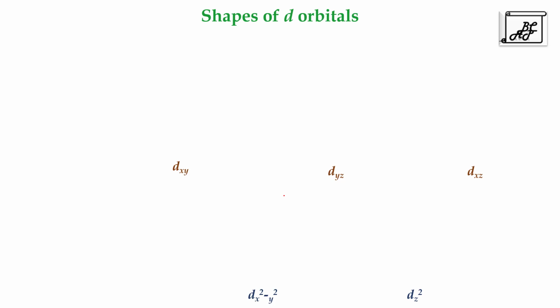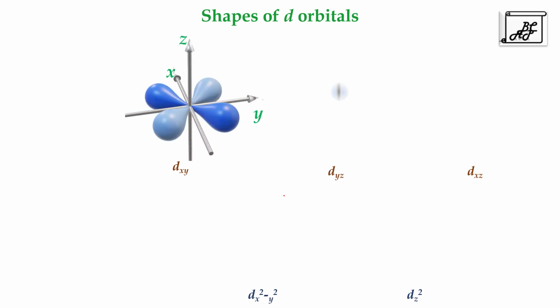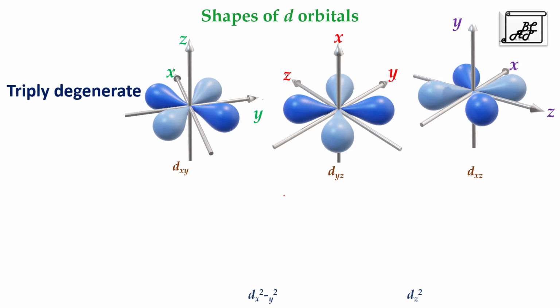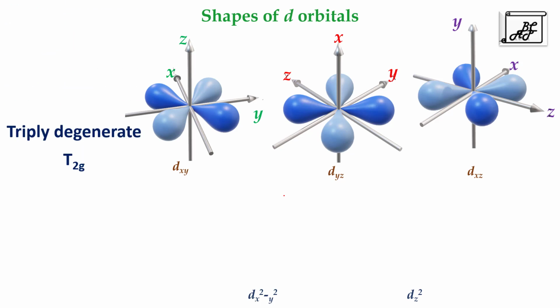The first type is where the lobes of the orbitals are in between the axes, such as dxy, dyz, dxz. Here the meaning of dxy is the lobes of the d orbitals are between x and y axis. Similarly, there is dyz and dxz. These are called triply degenerate orbitals or T2g. T stands for triple degeneracy. These are the Mulliken symbols where subscript 2 indicates antisymmetric with respect to a vertical mirror plane perpendicular to the principal axis, and g stands for gerade orbitals.